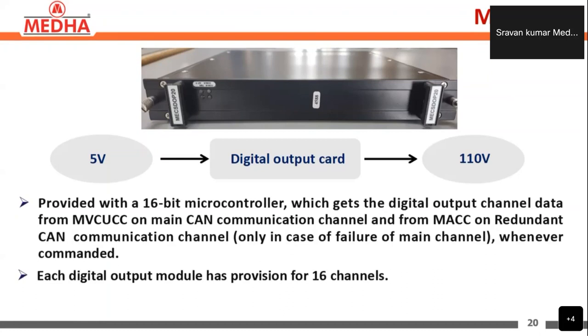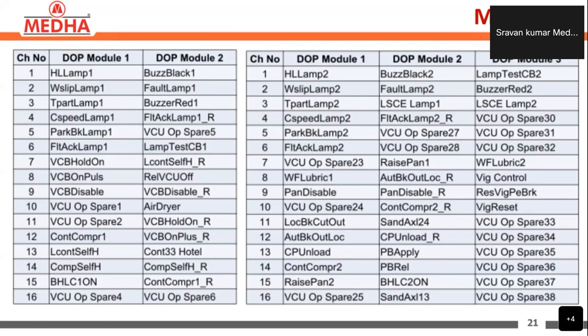Each digital output module has a provision for 16 channels. So each DOP card will have 16 channels, which can operate 16 outputs here. Here we can see digital output module 1 and module 2, with 16 channels in each module. So DOP module 1 has 16 channels, DOP 2 has 16 channels. These are the cards of VC1, and these are the cards of VC2 here. So we have several channels having different outputs here.